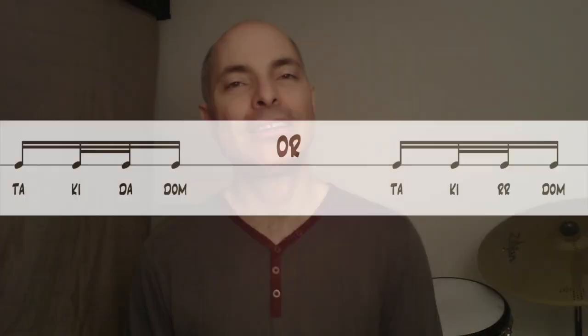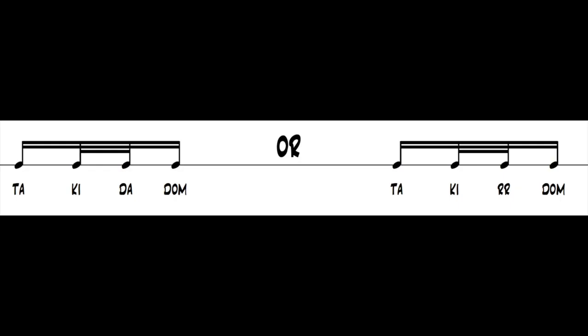So remember, we have ta ki da dom, or if we want to say it fast, ta kerdom. If you could hear, I'm slightly rolling the tongue instead of the d. Ta ki da dom, ta kerdom.